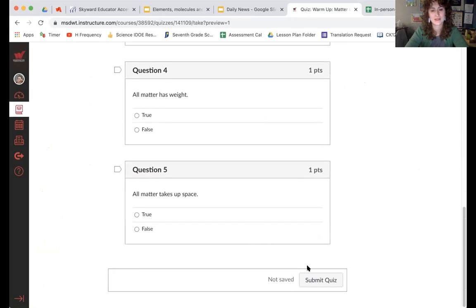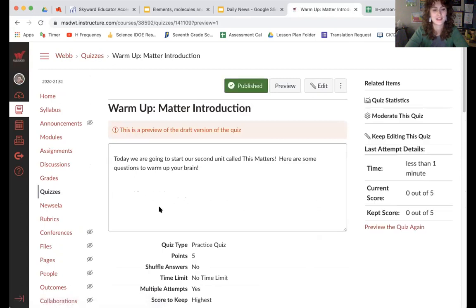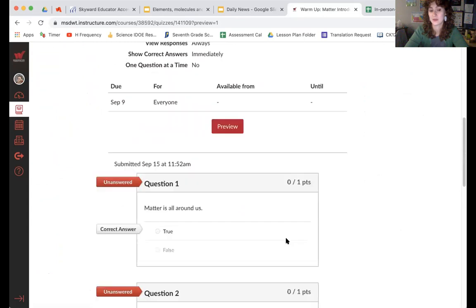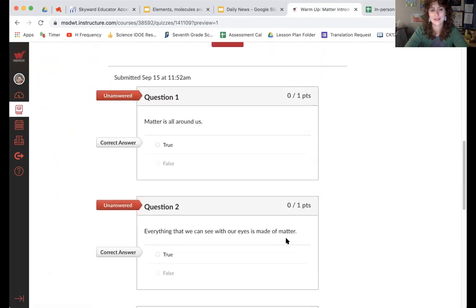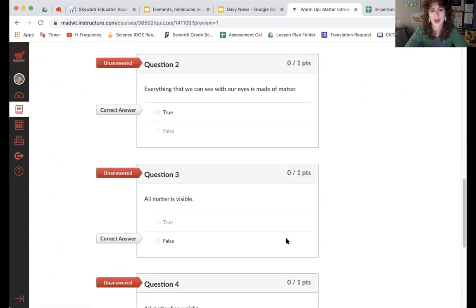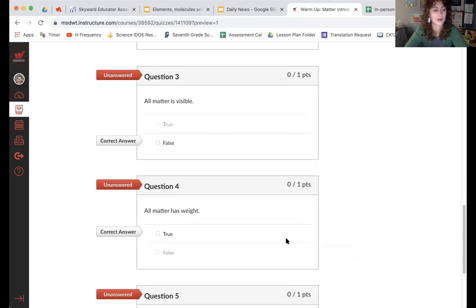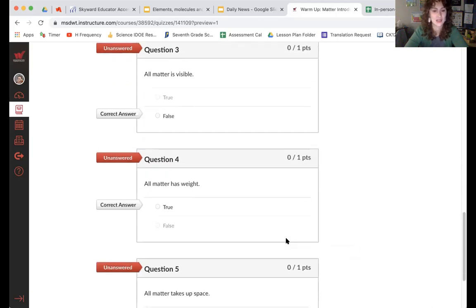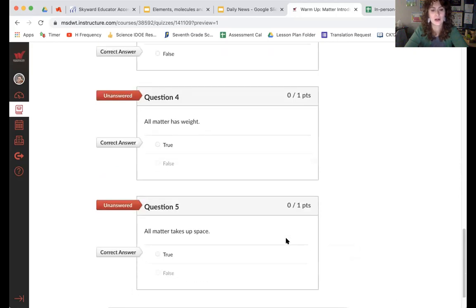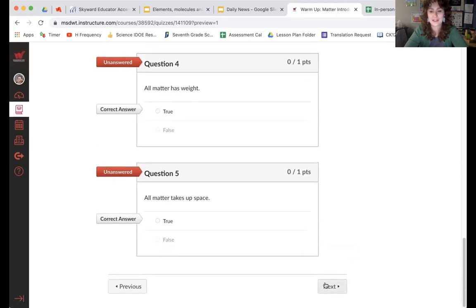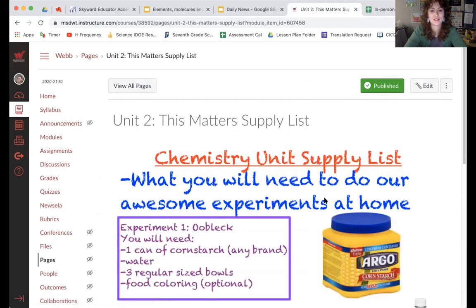Okay, so at the end of this quiz, you should see all the correct answers. That was review about last year. You should have learned the basics about matter, the fact that it's all around us, and it's not all visible. So yes, matter is all around us. Yes, everything we can see with our eyes is made of matter, but no, not all matter is visible. So for example, air is matter. Various gases are matter, but not visible for us. Matter has weight is true, and matter takes up space is true. And of course, you remember that from the Matter song.